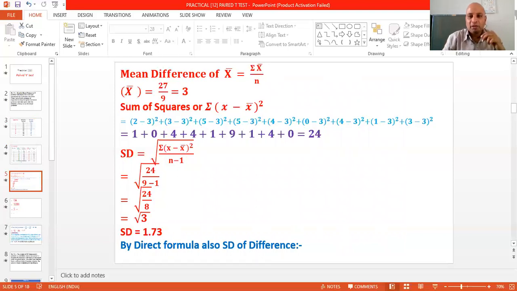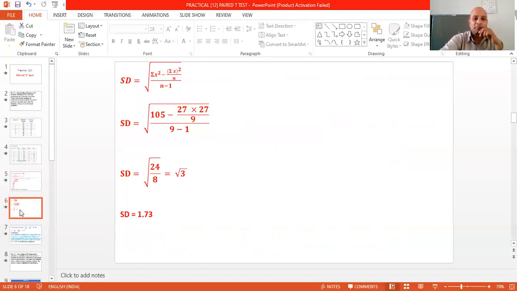Then the second method for calculating standard deviation: SD is equal to under root of summation x squared minus the square of summation x upon n, all upon n minus 1. Putting in the values, SD is 1.73. So with two different formulae, the answer for the standard deviation is the same.